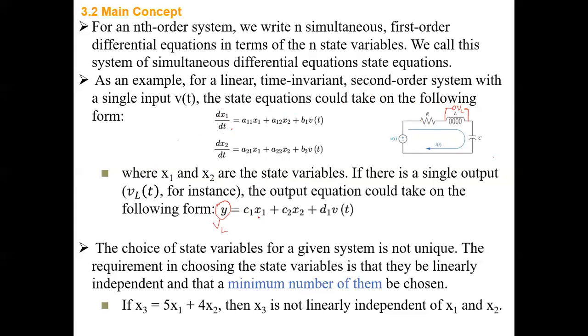again, the linear combination of x1 and x2. So you have here the linear combination of x1 and x2, here also you have a linear combination of x1 and x2, and also you have the source term there. So the output also can be written in terms of x1, x2, and the source.